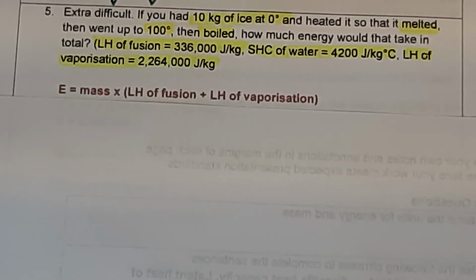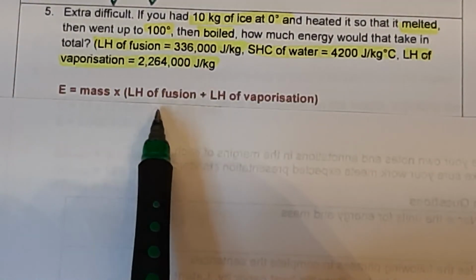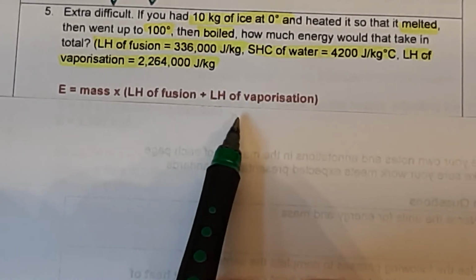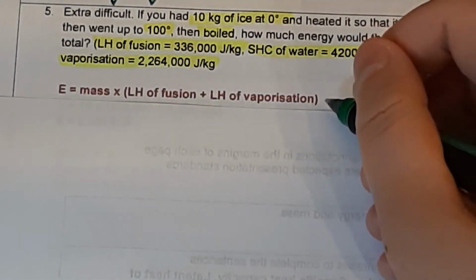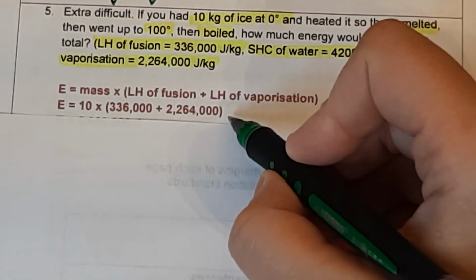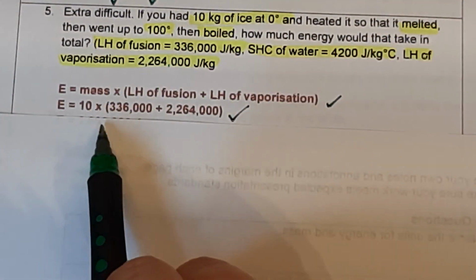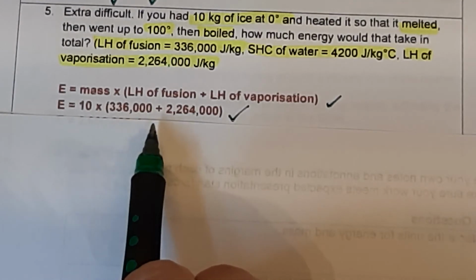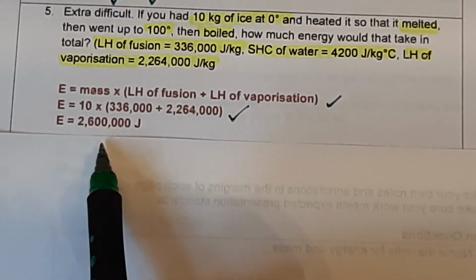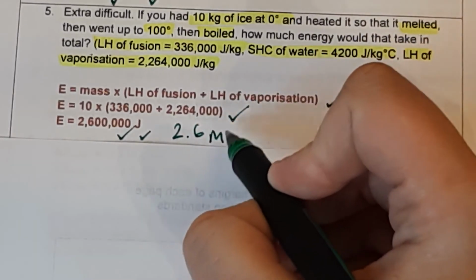So first of all, we can use the equation for the latent heat. So the energy required is the mass multiplied by whichever latent heat you're doing. And in fact, we're doing both. You may have done it as 2 separate equations and added them together, or you might do it together like this. Either is fine. So you get a mark for using the equation. Then you get a mark for putting the numbers in. Okay, so 10 is the mass, because it's 10 kilograms, multiplied by the latent heat of fusion, added to the latent heat of vaporization, which is going to be 2.6 million joules, or 2.6 megajoules.